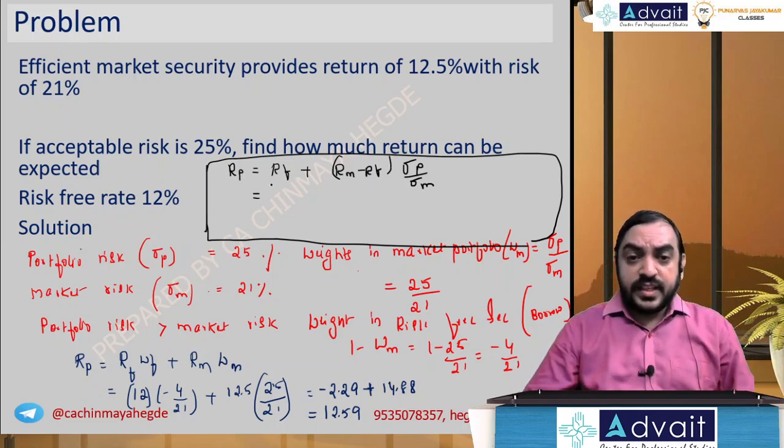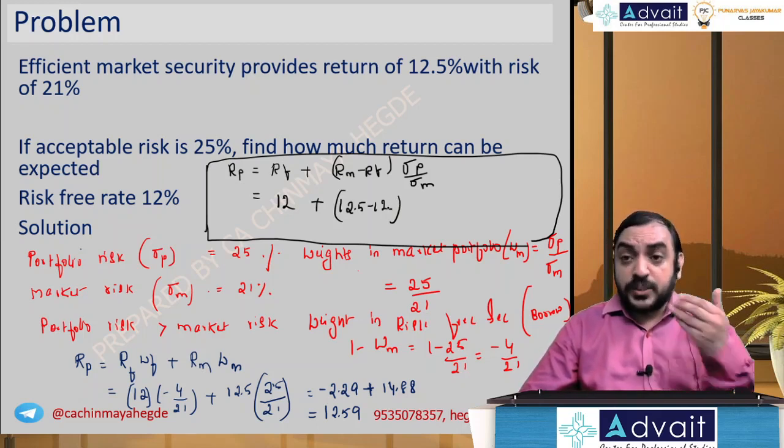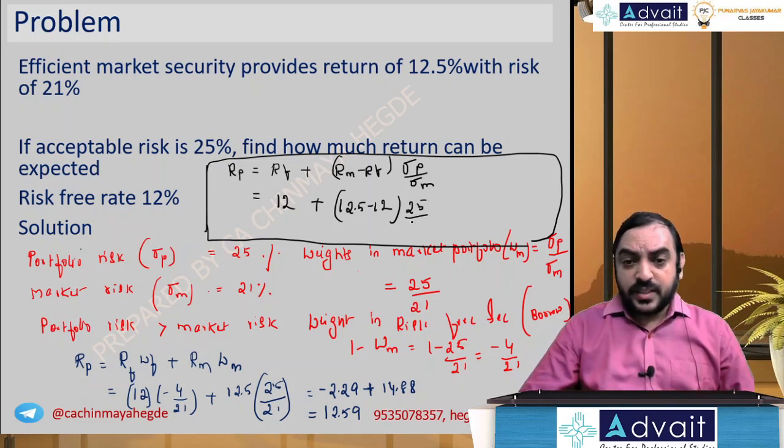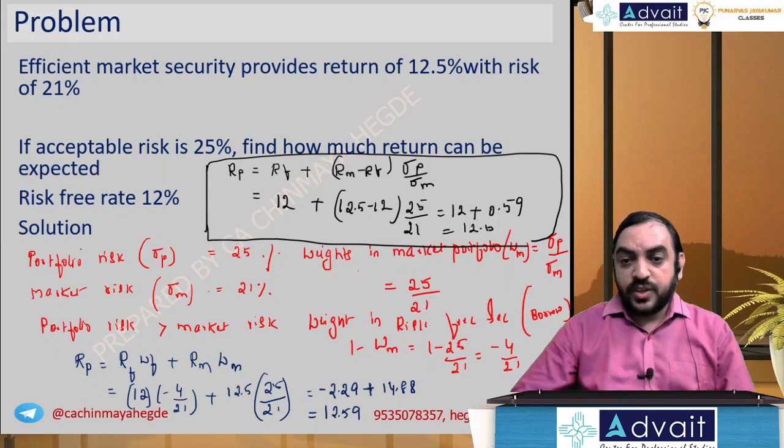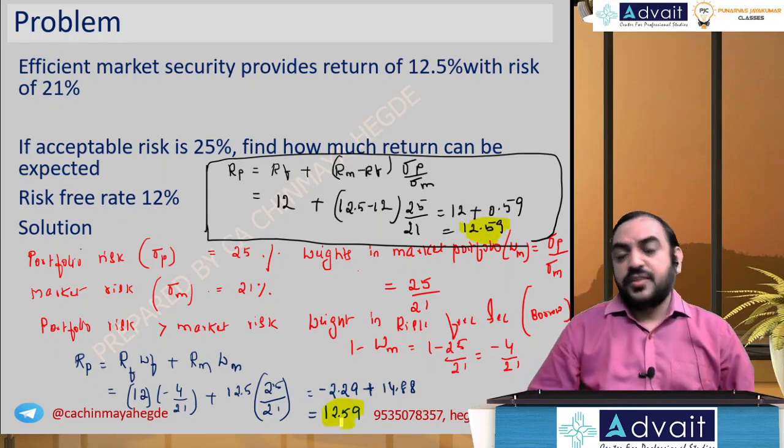So risk-free return in this case, risk-free security is 12%. RM minus RF, market return 12.5 minus 12, into sigma P. What is the sigma P? Standard deviation of portfolio, acceptable level of risk, 25, by sigma M, 21. So which is 12 plus 0.5 into 25 by 21, 0.59. So 12 plus 0.59, we got 12.59. You can see we have got the same number, 12.59.